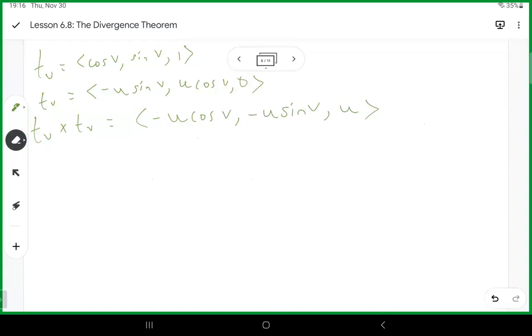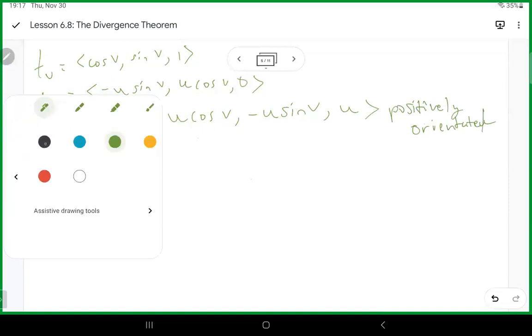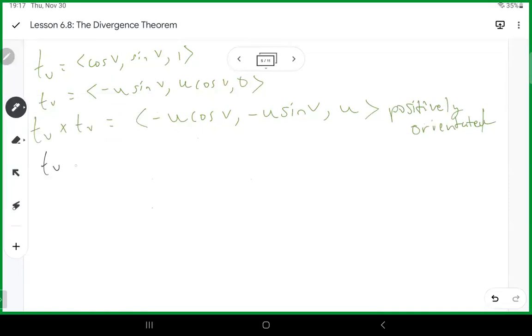Since the surface is positively orientated, we use the opposite vector. So we're going to change the signs. Because of that, we're going to make it u cosine v, u sine v, negative u.